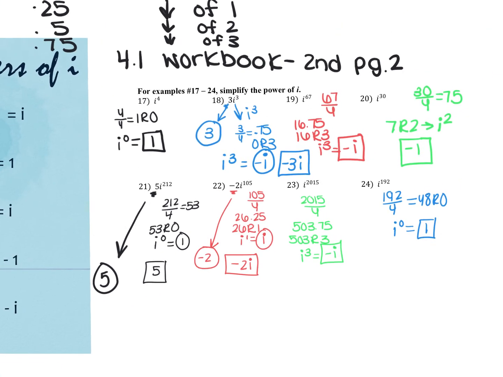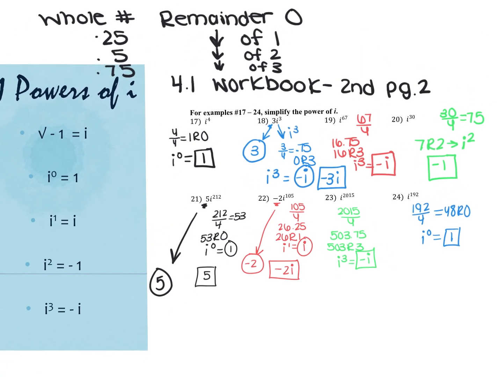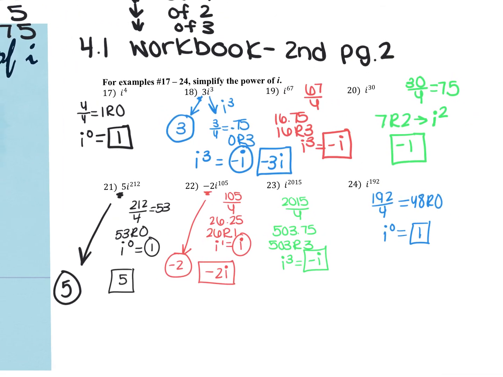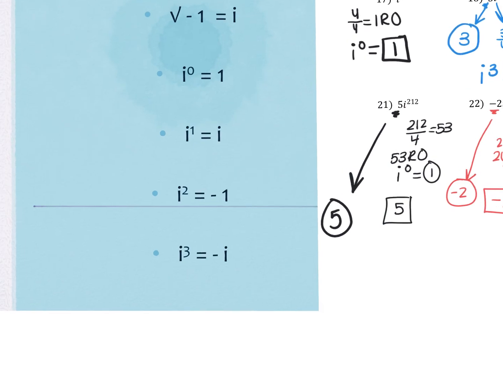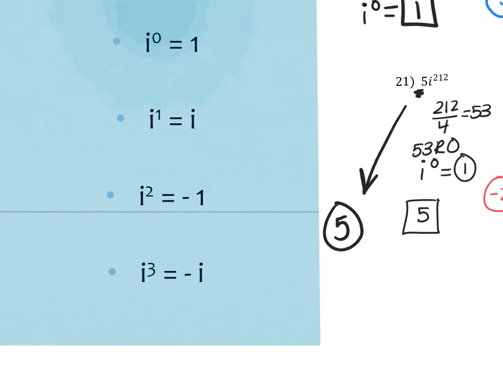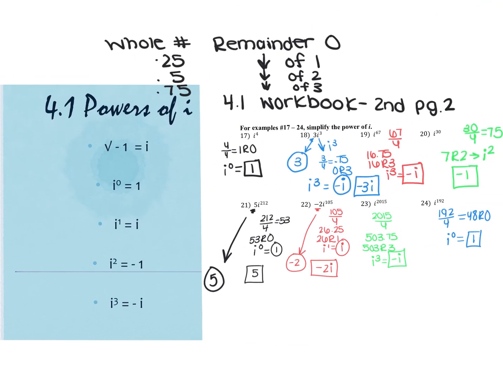All right, so if you need to, go back, rewatch this, use those steps to help you. But remember, it's the same steps every time. Take your exponent, divide it by 4. Whatever your remainder is becomes your new exponent on the I. And it is going to simplify to one of these 4 things: 1, I, negative 1, or negative I.